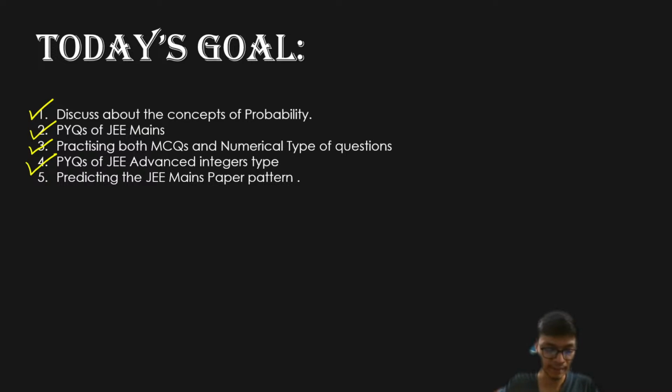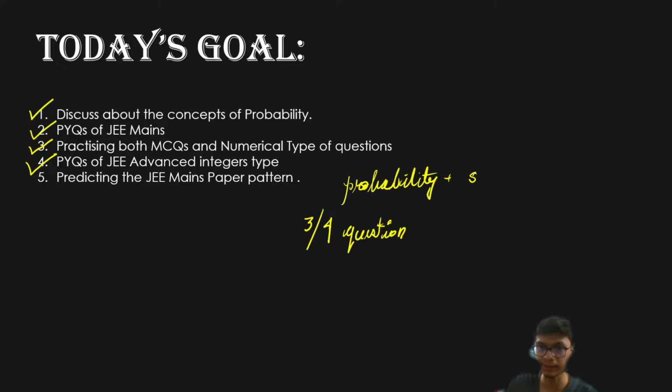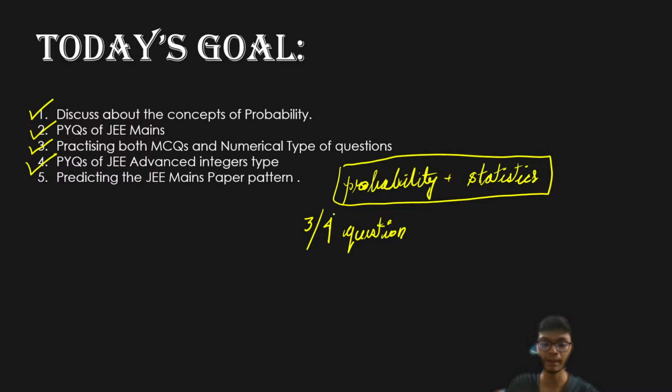So far as the things are concerned, if you look at the pattern of the paper that is asked every time, mostly the pattern is something like this: you can expect at least 3 to 4 questions from the chapters of probability and statistics combined. We are starting with the probability part today, and in the next upcoming class we'll discuss statistics. But if you look at probability and statistics combined, you can see at least 3 to 4 questions. In statistics, there will be one question for sure.